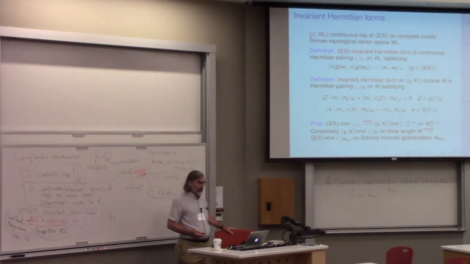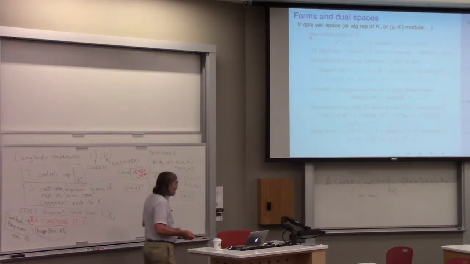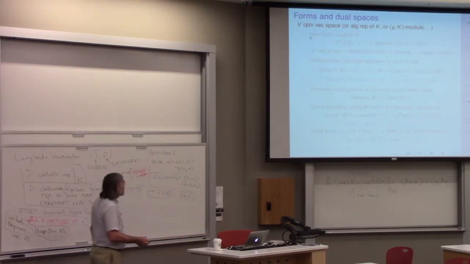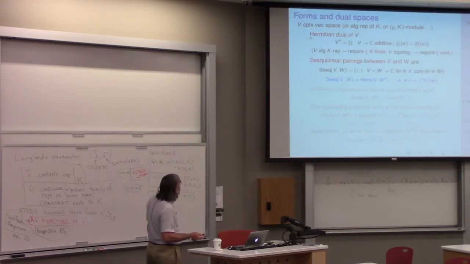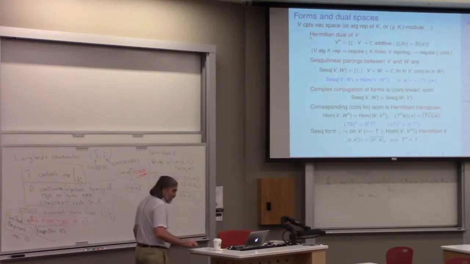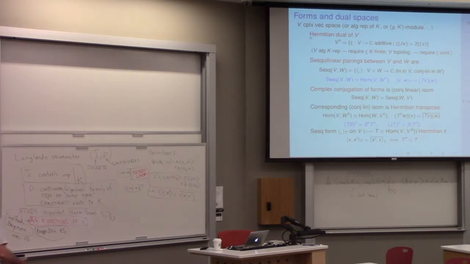Okay, so I'm going to put up this next slide, but then sort of ignore it. I don't like the slides that much. So I want to translate this blackboard into the world of Hermitian forms. So for bilinear forms, everything's easy.